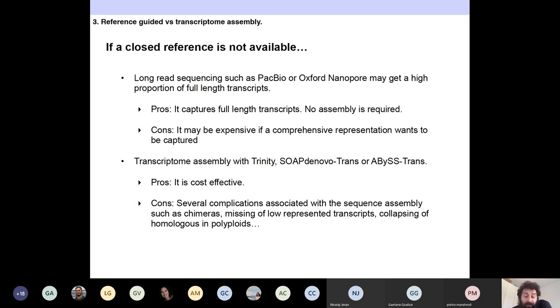If you don't have the money, because sometimes this is expensive, you can just perform a transcriptome assembly with Trinity, SOAPdenovo-Trans or ABySS-Trans, which are programs to assemble transcriptomes. The advantage is that it is cost effective. The disadvantage is that you have several complications associated with sequence assembly, like chimeras. You may miss low represented transcripts. You may collapse homologs in polyploids, so you might have a very long list of problems. So still, it's not an easy solution.